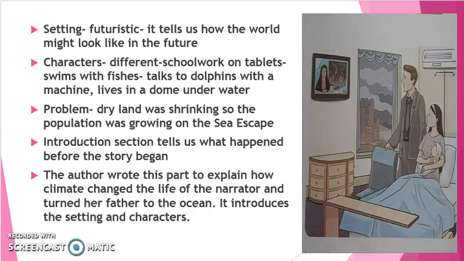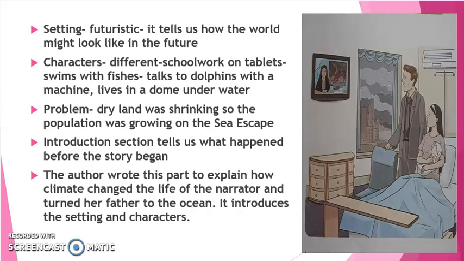Tara's parents were a very happy family on land. It is only when her grandfather died that the father realized how serious the situation is, and he decided to start a project where he would make colonies under the sea for people to live, because he realized that in another 50 or 60 years there would be no place on land, and people would definitely have to stay in these colonies. So this part is very important because it tells us how climate changed the life of the narrator and turned Tara's father to the ocean.